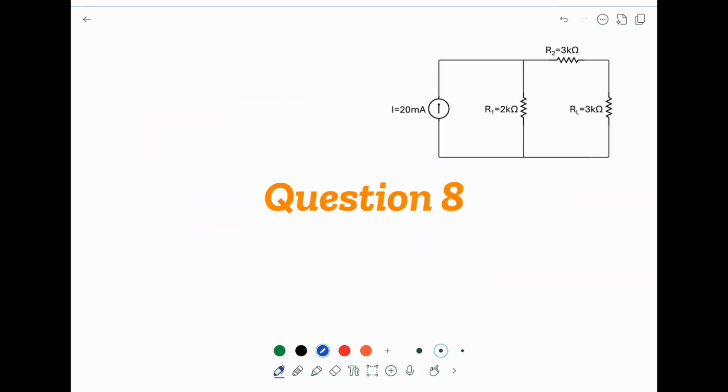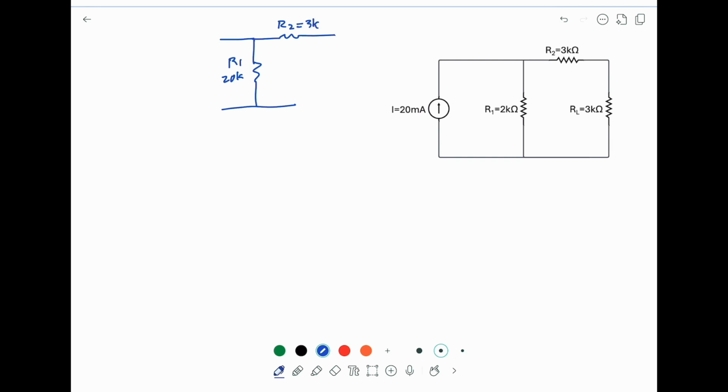First, we are going to remove the load resistor, and then we replace the source. Now we have a current source, so we can just leave the current source open. So the Norton resistance is the resistance across AB, and it is equal to 2k plus 3k, and equal to 5k ohm.